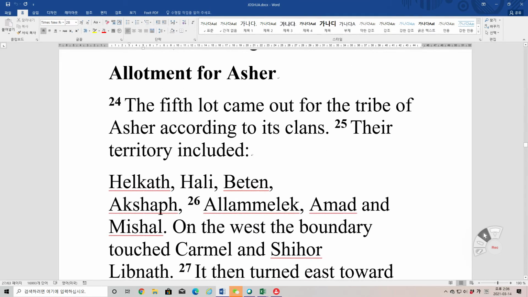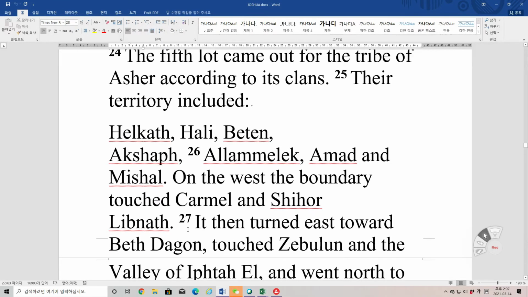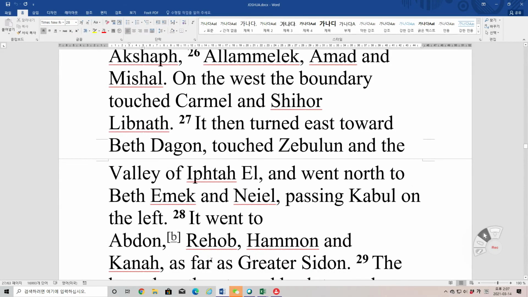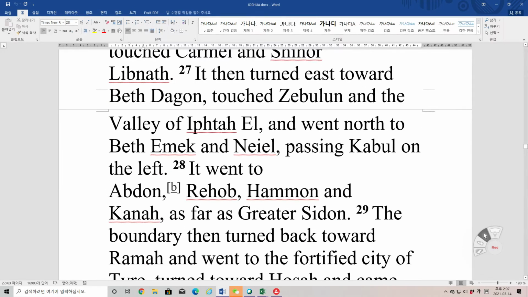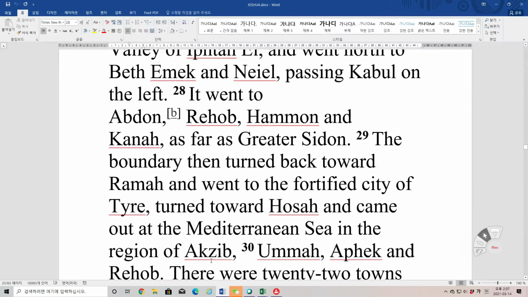Allotment for Asher. The fifth lot came out for the tribe of Asher according to its clans. Their territory included Helkath, Hali, Beten, Akshaph, Allammelech, Amad, and Mishal. On the west, the boundary touched Carmel and Shihor-Libnath. It then turned east toward Beth Dagon, touched Zebulun and the valley of Ifta-El, and went north to Beth-Emek and Neiel, passing Kabul on the left.